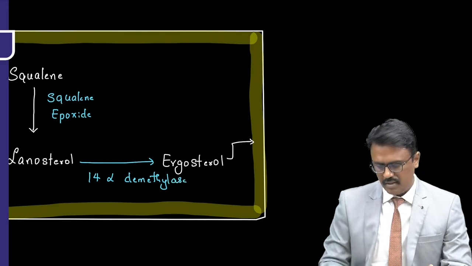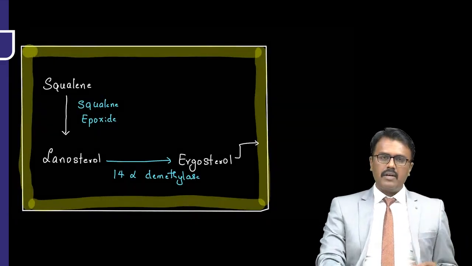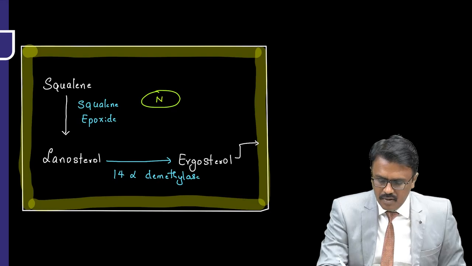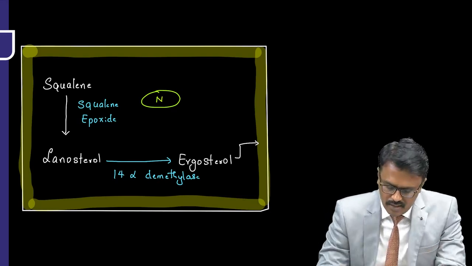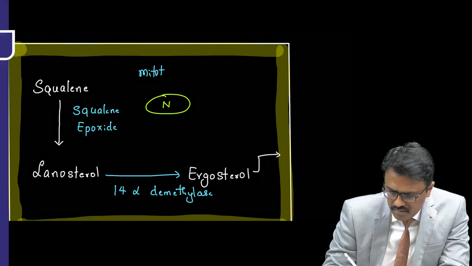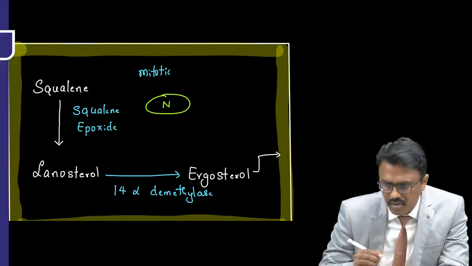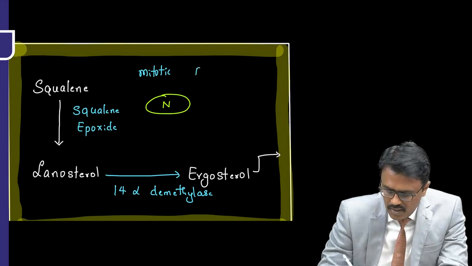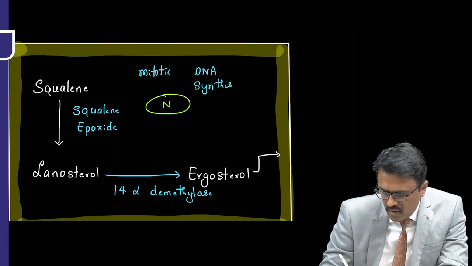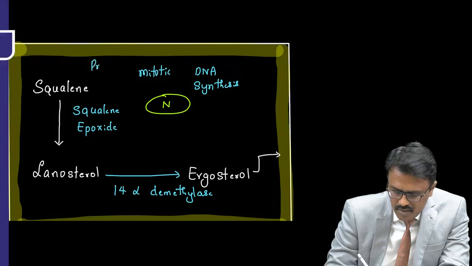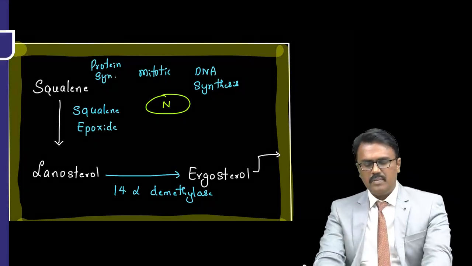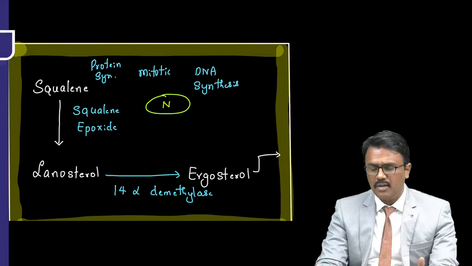Similar to the bacteria, we also have the nucleus here, and the mitotic process also occurs inside the fungus. So, you can interfere with the mitotic process, or the DNA synthesis, or you can interfere with the protein synthesis. So these are the places where you can stop the multiplication of fungus.